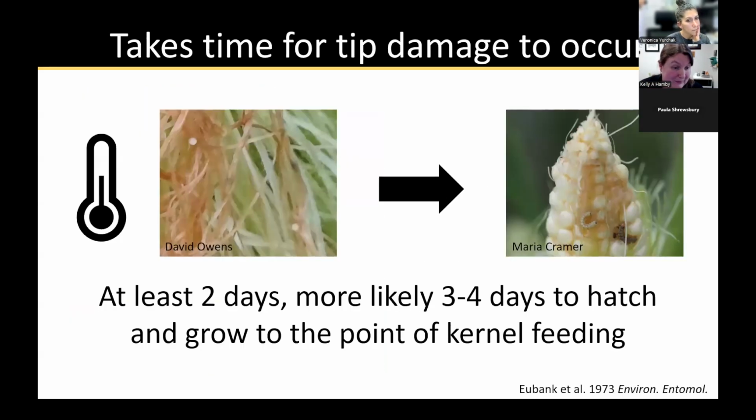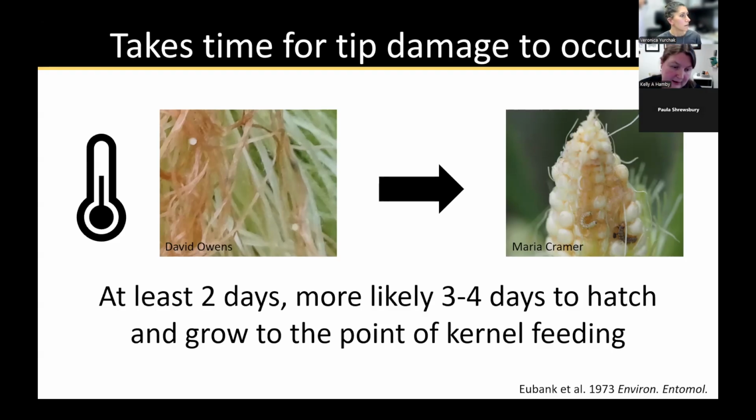So depending on temperature, insects develop at different speeds based on temperature. It takes at least 2 days for an egg to hatch at the fastest that they can hatch. And that's at 90 degrees constant temperature. So typically the days are not going to stay 90 degrees for 24 hours. So it's more likely to be 3 to 4 days that it's going to take them to hatch.